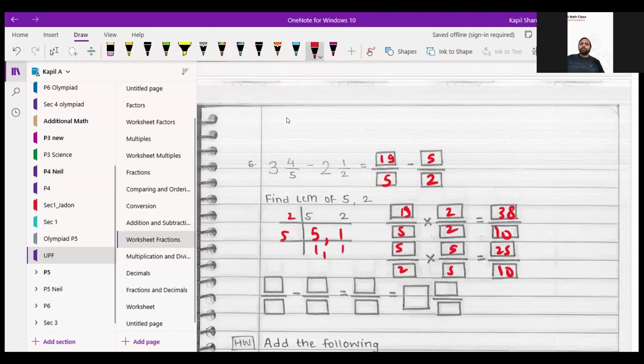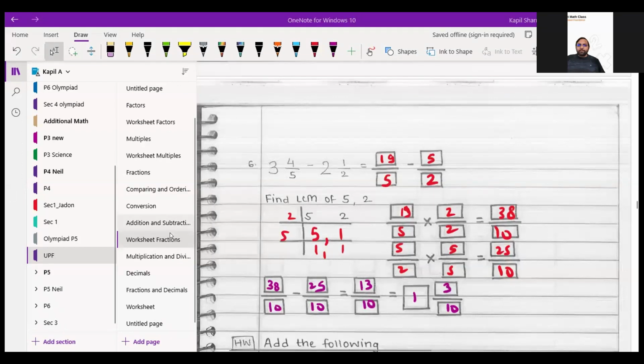Okay, you made a mistake. So this 38 upon 10 minus 25 upon 10, which is equal to 13 upon 10, not 3 upon 10. Okay. And this can be written as 1 and 3 upon 10. Fine.